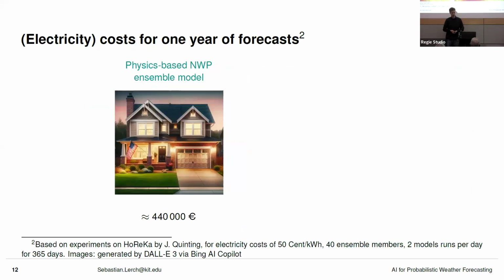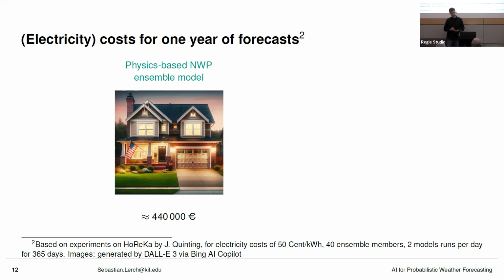And what these experiments allow us to do is that we can actually compute how much it costs to produce these forecasts. So here I've computed the costs for producing 1 year of forecasts. I've assumed that you have a supercomputer in your basement, as we have at KIT, and you just have to pay for electricity, and that you are producing forecasts as the German Weather Service does this. So 2 model runs per day, 40 ensemble members every day for 1 year. Now, when you do this with a physics-based model, as the German Weather Service does, then this causes electricity costs of around 440,000 euros, which is pretty much the average price of a single family home in the US. And that's what an AI image generation model thinks such a house would look like.